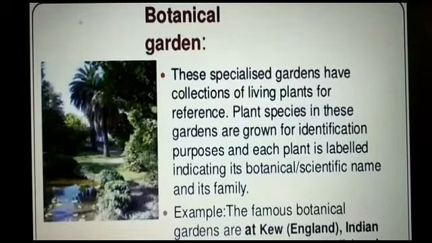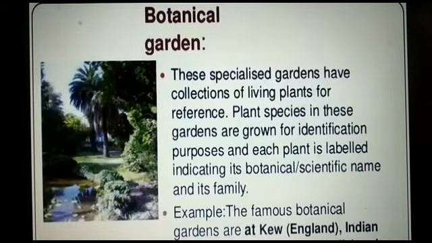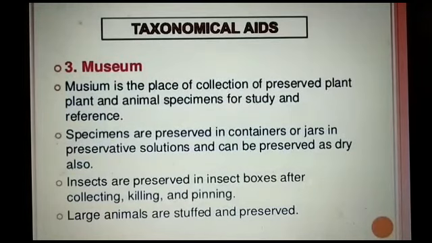Obviously, student, when we read herbarium, we read that it is a collection of dry plant species. Botanical garden has a collection of living plants for research and reference. And plant species in this garden are grown for identification purposes, and each plant is labeled with its scientific name and family. The famous botanical gardens are the Royal Botanical Garden, Kew, which is in England, and the Indian Botanical Garden, which is in Kolkata in India.